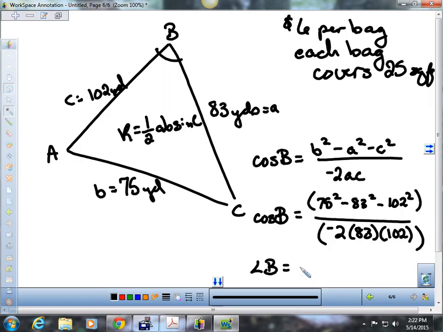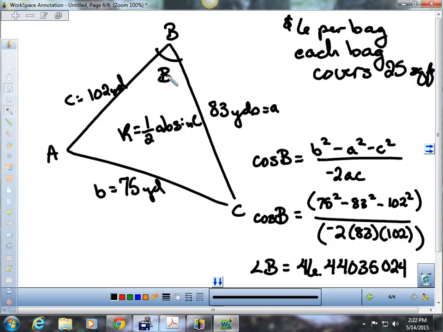What is the full angle? 0.35, 0.24. Okay, I need to use that full angle. I can't just whimsically round it or truncate it wherever I want. So I'm going to store it as B so I don't have to type it in anymore. So now I know angle B.